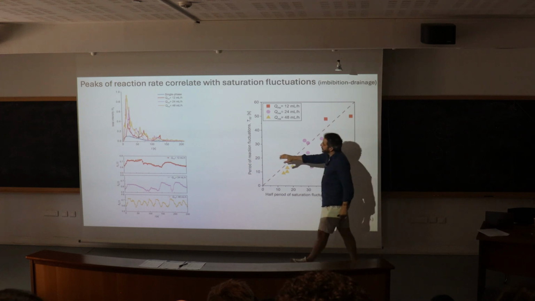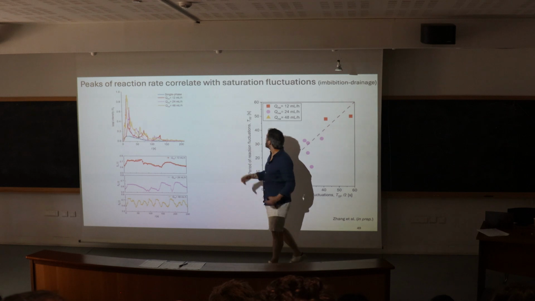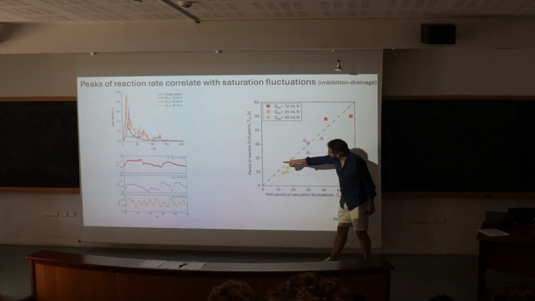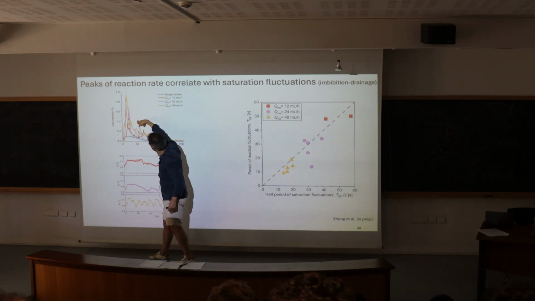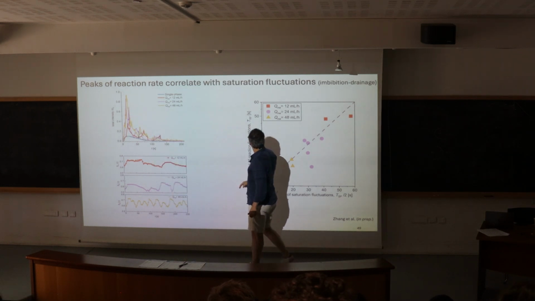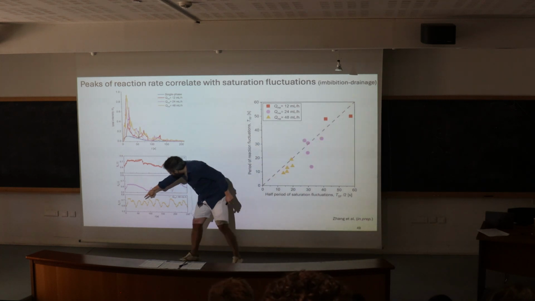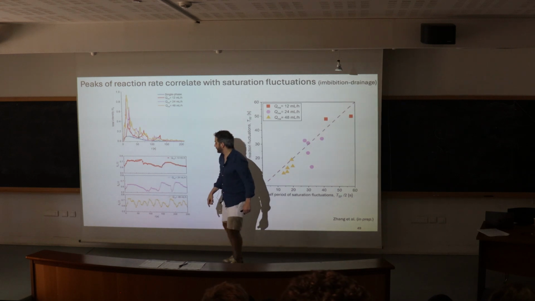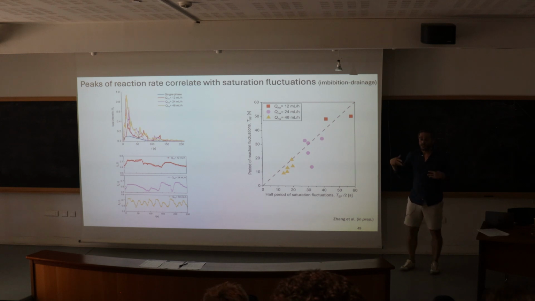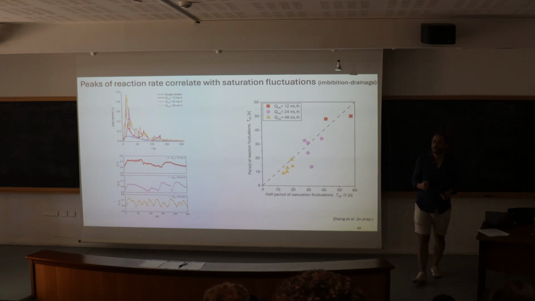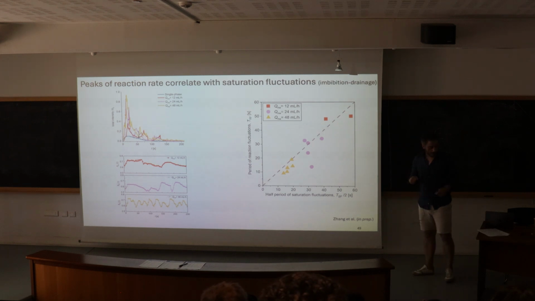This is what I showed you before, the peaks. And then here we have the saturation. We did many experiments, and we see that the period of the reaction fluctuations, so the period of these peaks, and the half period of the saturation fluctuation, meaning an increase and a decrease, increase, decrease, correlate perfectly. So it's the changes in saturation, the fluctuation in saturation, one of the main drivers of the reactivity within the system.